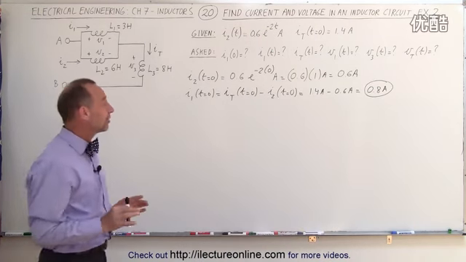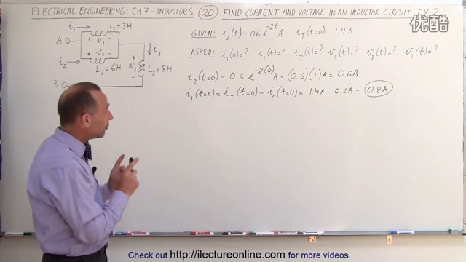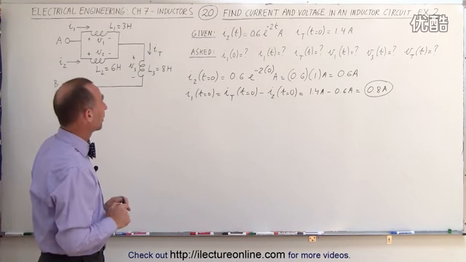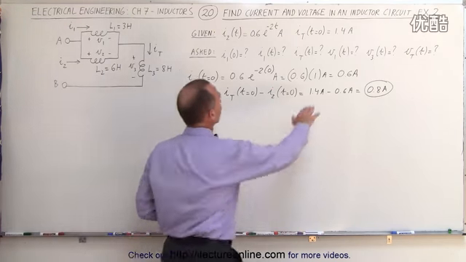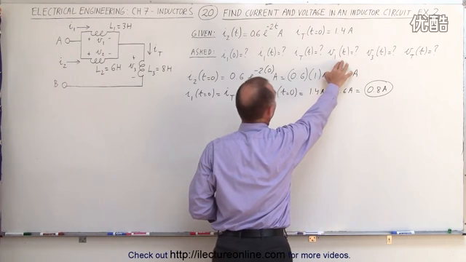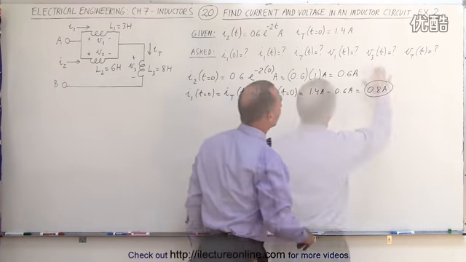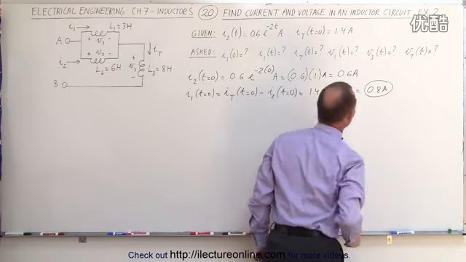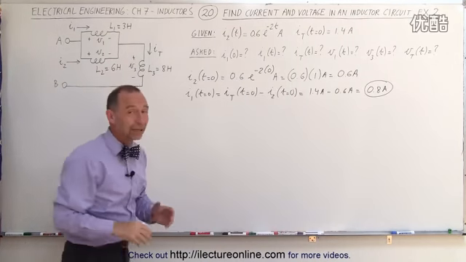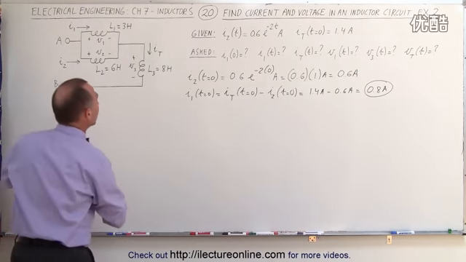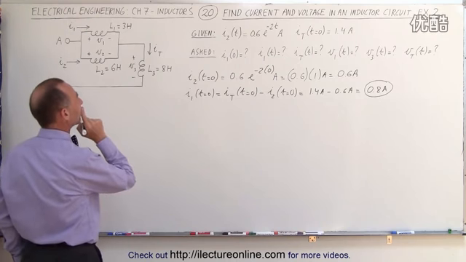I think what we need to do, instead of trying to find the current, I think it would be easier to find the voltages first. Let's find the voltage across inductor 1. That, of course, would be the same as the voltage across inductor 2. And then we can, from that, figure out the voltage across inductor 3 and the total voltage. So let's try that. Voltage across inductor 1.